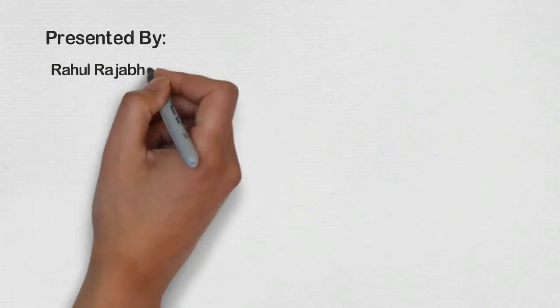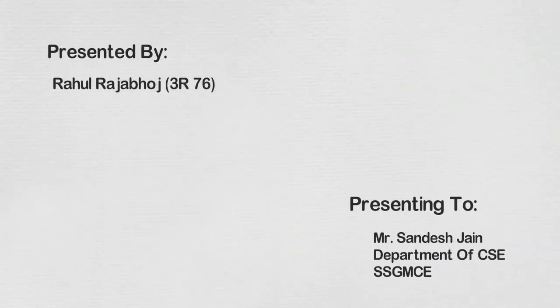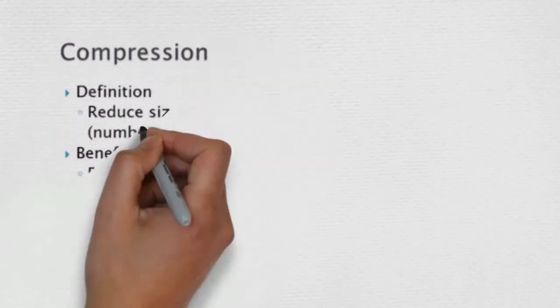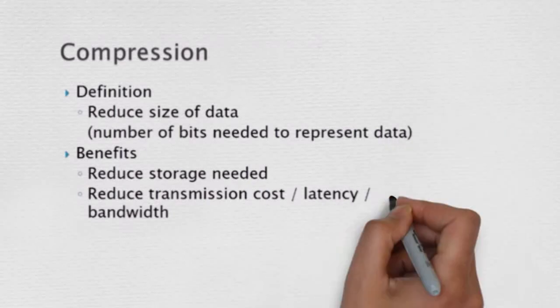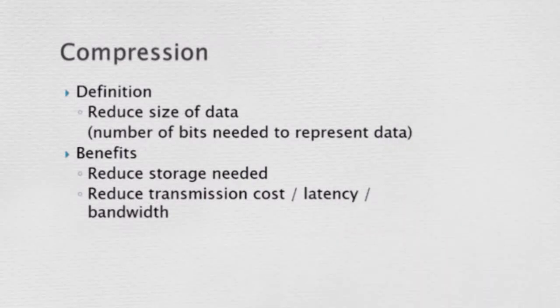Before going to Huffman code, let me explain compression. Compression is reducing the size of data. That is, it reduces the size of our original data. Let us represent the size of data as a number of bits. So why do we need compression?